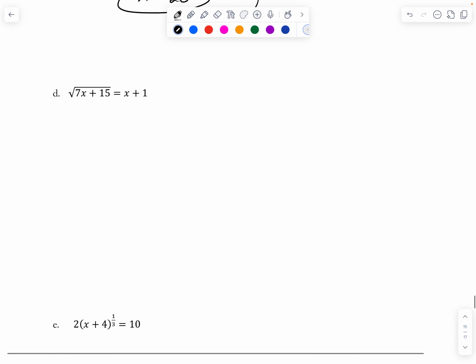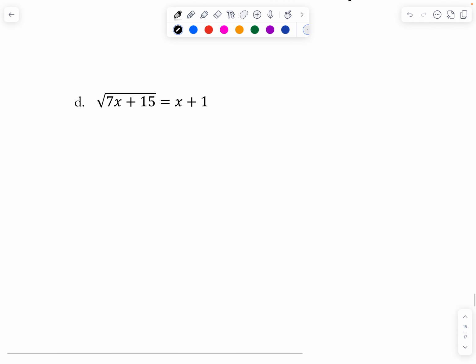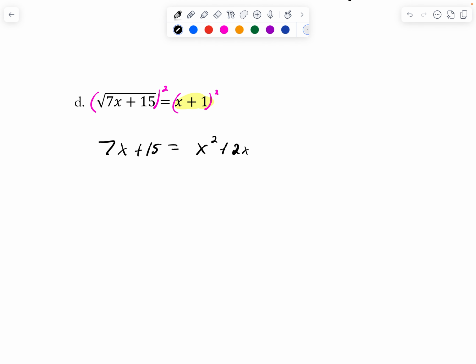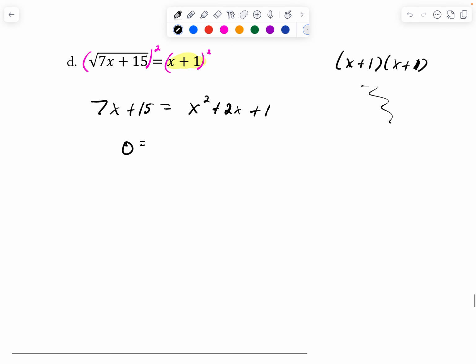Okay, next one. This radical is already by itself, so I'm going to go ahead and square both sides right away. The key thing here, guys, is that I will be taking this x plus 1 and multiplying it by itself. So I get 7x plus 15 equals x squared plus 2x plus 1. If you don't know that, you should do x plus 1 multiplied by x plus 1 and do all the math. So now I'm going to set it equal to 0.